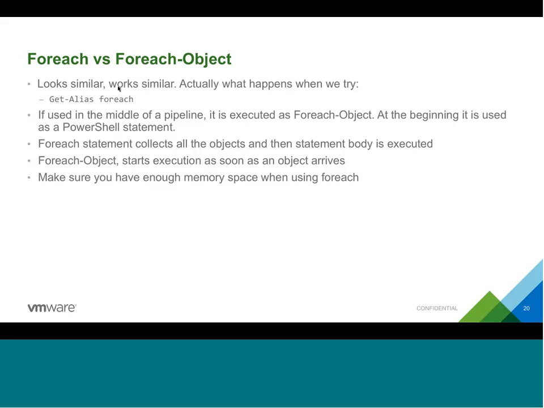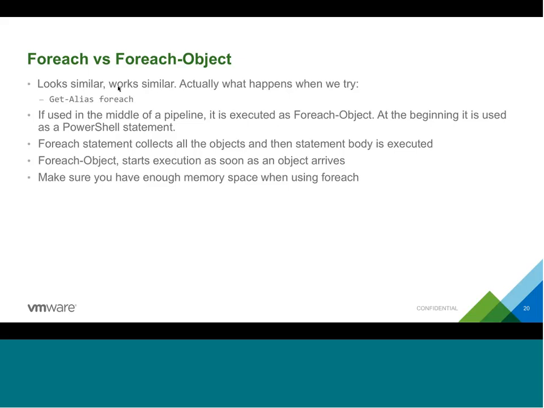The difference being for each will get all the objects and then start working on them, whereas for each object will start processing the moment one object comes. So it will not wait for all the objects. For example, if you are working through an array of say 1,000 objects and you use for each, it will wait till it gets all the 1,000 objects and then start working on it. Whereas for each object, the moment the first object comes, it will start working as they come. So if you are working with for each, you will have to make sure that you have enough memory in your environment. Right? That is the major difference.